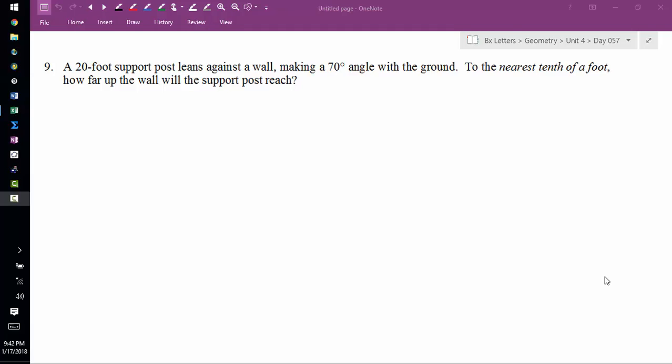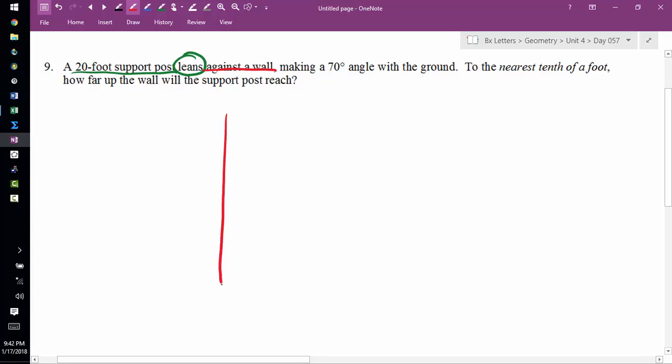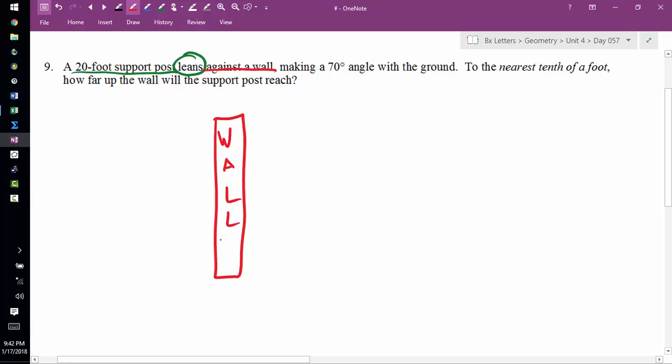Number 9 is another problem we're going to have to sketch out. And if we start reading it, it says a 20-foot support post. And the keyword is leans against a wall. So I'm going to draw a wall. That's a terrible wall. Okay, I'm going to call it WALL. I'll throw some bricks in there. Looking good. Got some bricks.